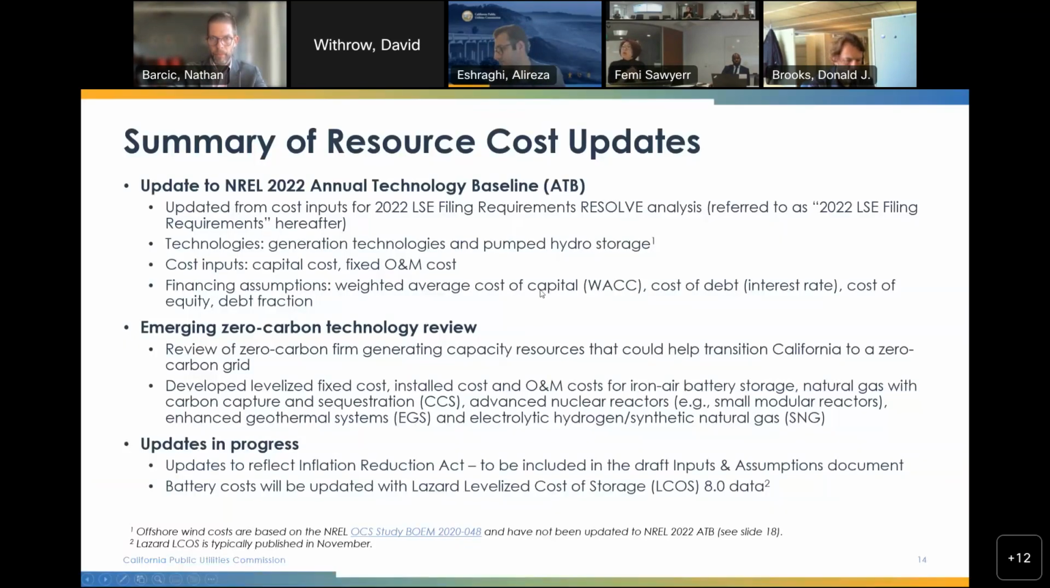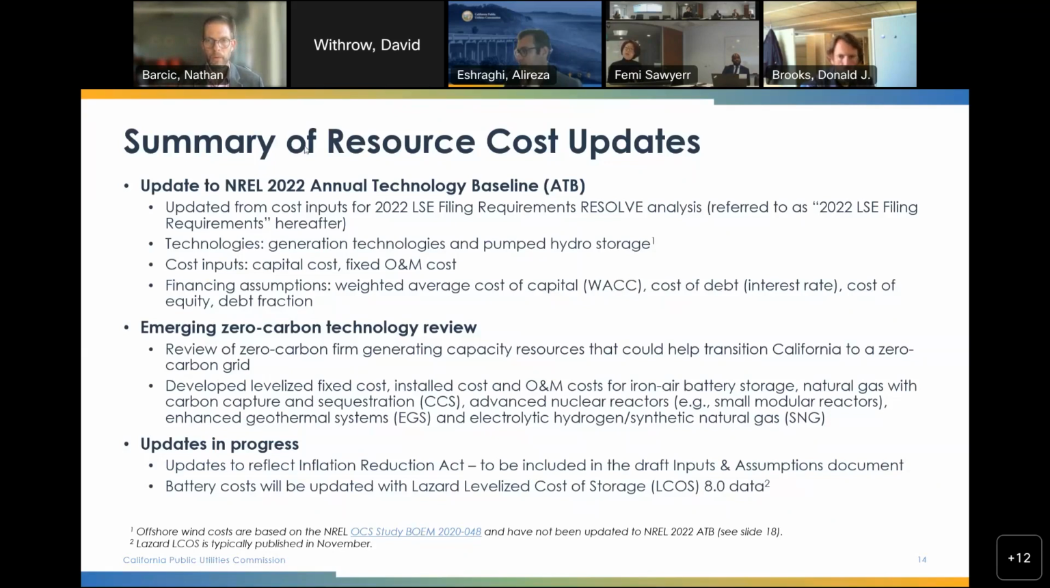So next slide shows you a summary of the key updates that we are making to the resource costs. So the first update is that we updated the cost inputs and financing assumptions for most generation technologies, as well as pumped hydro storage. We updated these assumptions to the NREL 2022 annual technology baseline, or the ATB. These updates were made from the cost inputs that we use from the current RESOLVE analysis, which was used for the LLC filing requirements earlier this year.